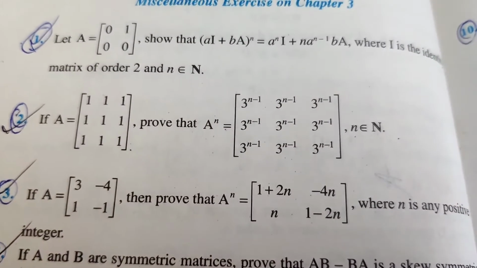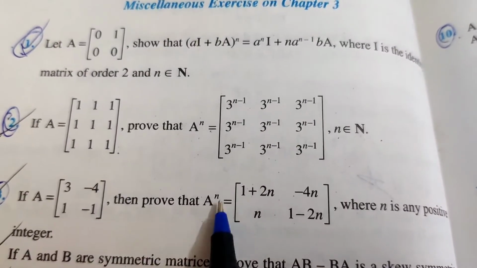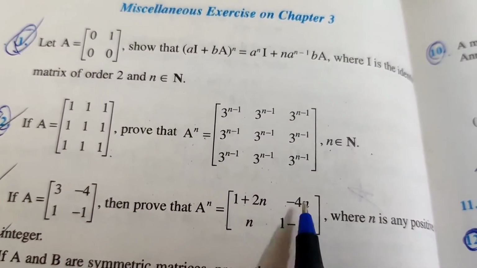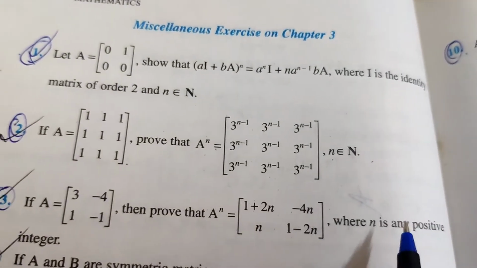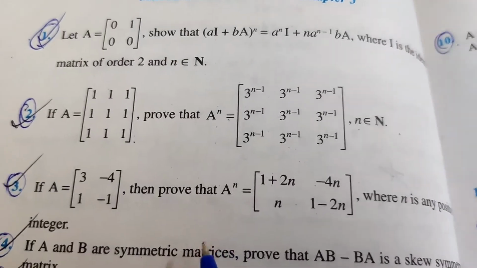Now question number 3. Third question is, if A equal to 3, 1, minus 4, minus 1, then prove that A raised to power n equal to 1 plus 2n, n, minus 4n, 1 minus 2n, where n is any positive integer.